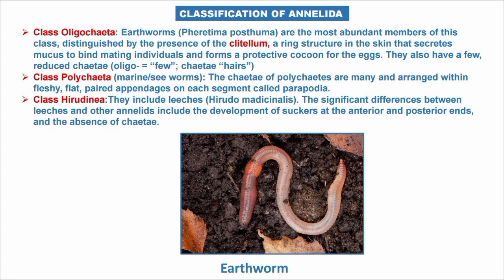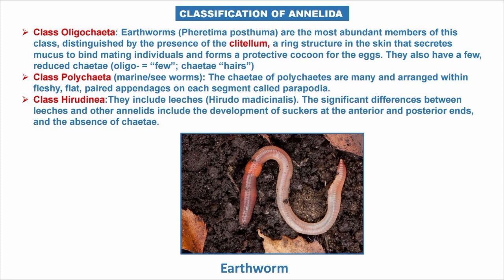The next class is Polychaeta. These are marine worms or sea worms. The chaetae of Polychaeta are many and arranged within fleshy paired appendages on each segment called parapodia.